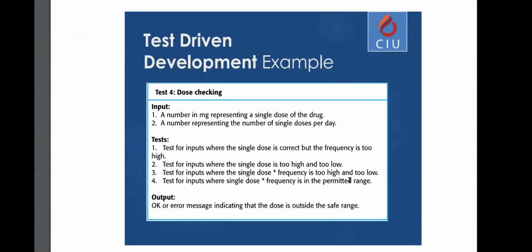So here is an example of how test-driven development works. A number in mg representing a single dose of a drug, and a number representing the number of single doses per day. So the test scenarios are: test for input where the single dose is correct; test for input where the single dose is too high or too low; test for input where the single dose frequency is too high or too low; test input where the single dose is in the permitted range.